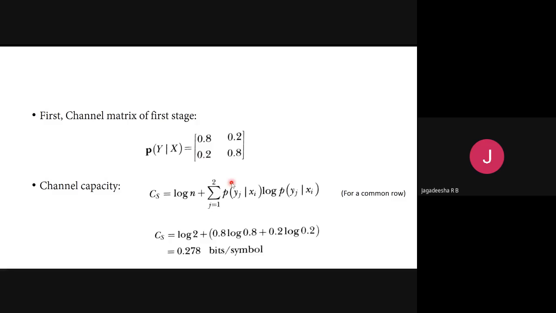Similarly, the other one is the same. But we just need one row. I mean, for one common item X, we need different values of Y. When you compute this, it should be 0.278 bits per symbol. That's the channel capacity.